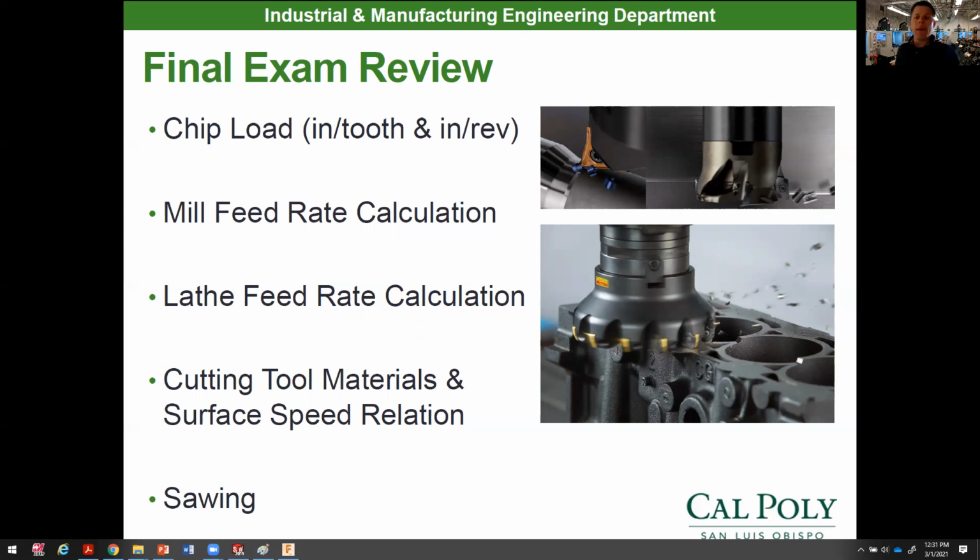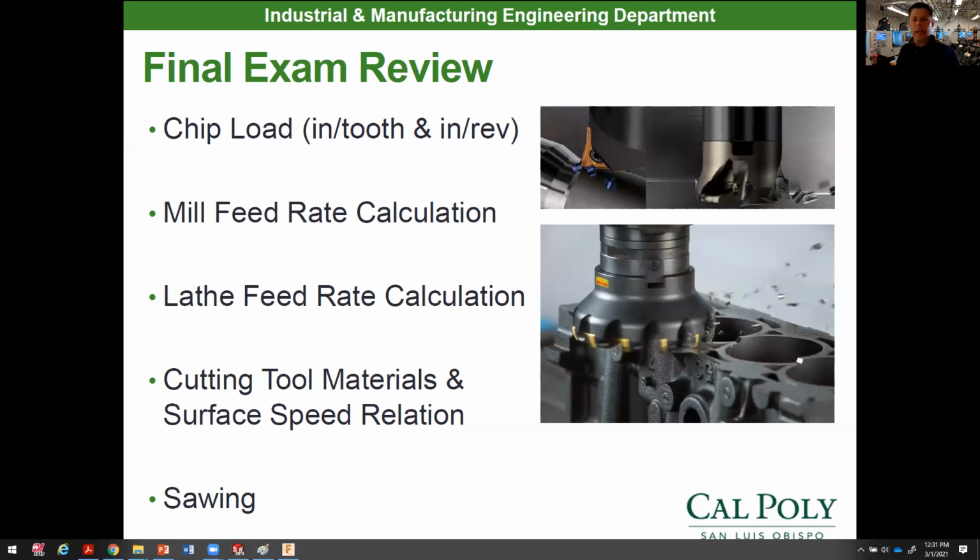So in the case of a mill, like you see up here in the upper right-hand corner, the mill has multiple teeth. So we have to give it a chip load in an inch per tooth value and do a mill feed rate calculation for that, a table feed rate calculation, where we take the RPM, we take the chip load and the number of teeth that the cutter has, and we multiply all those together and we get the inches per minute that the table is supposed to move on that CNC mill.